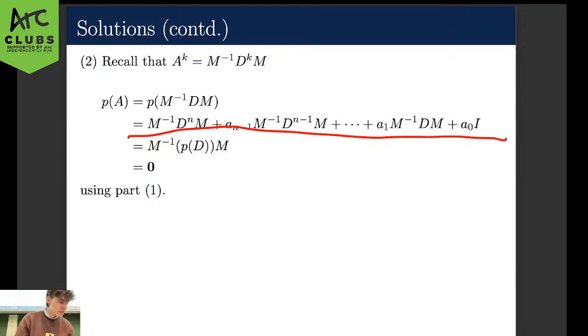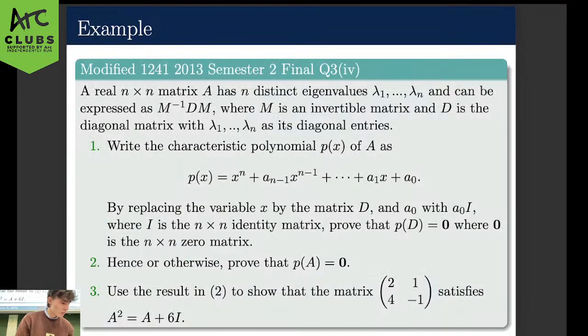The third part of this question was to use our previous result to show that the matrix 2, 4, 1, negative 1 satisfies A squared equals A plus 6I. So for this question, we're just going to use our previous result, and that is P of A equals 0. In other words, A should be a matrix solution to the characteristic polynomial. So for part C, all we have to do is find the characteristic polynomial and substitute A in, right? And that will be equal to 0.